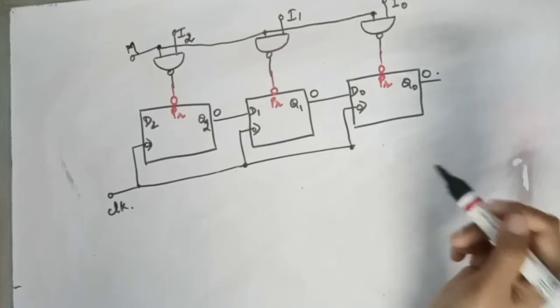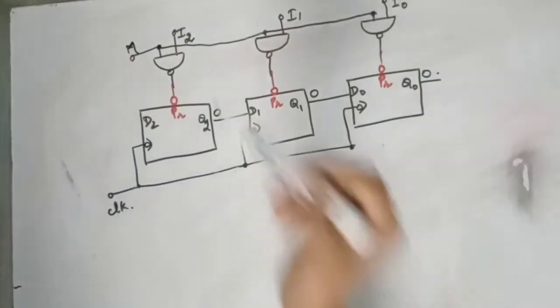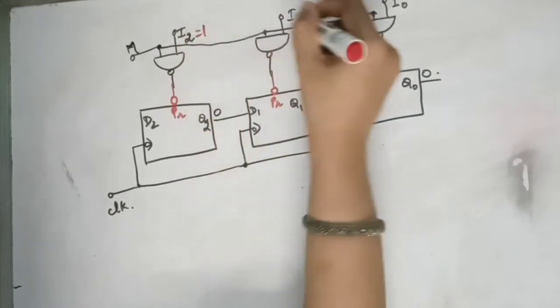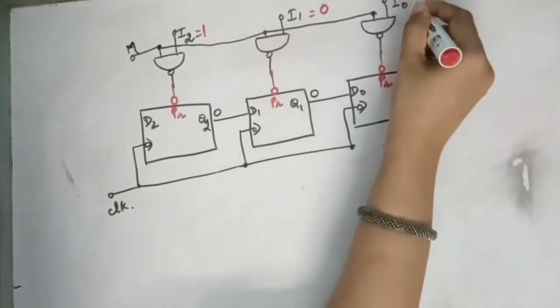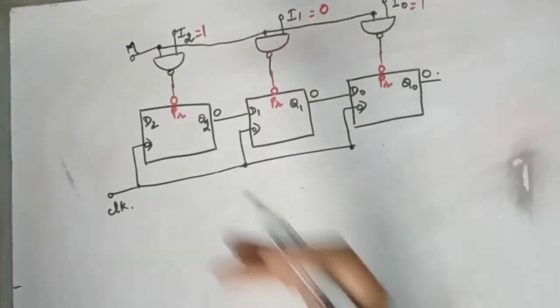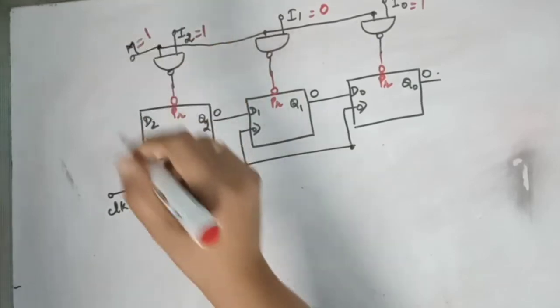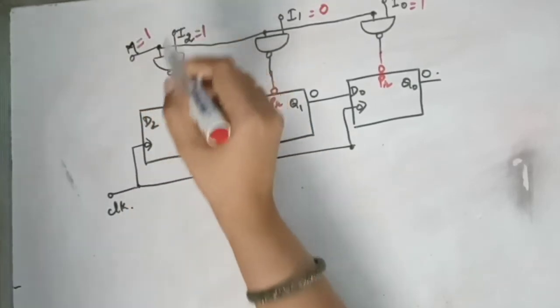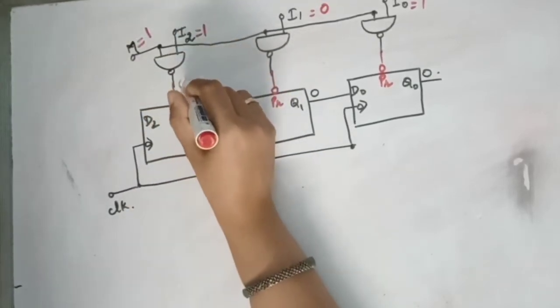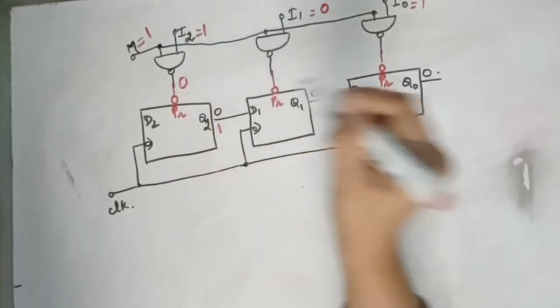Suppose my input is 1 0 1. If I'm going to take the input in parallel, then mode will be 1. With 1 and 1, the NAND output will be 0. This is 0, which means Q2 will be 1.